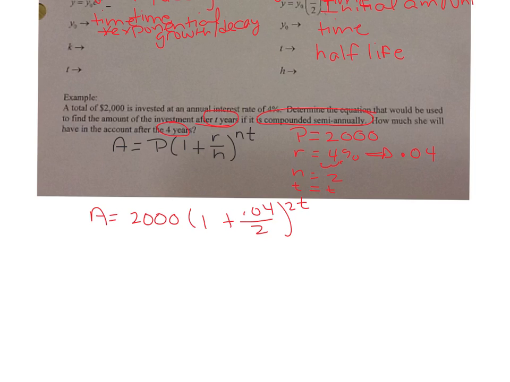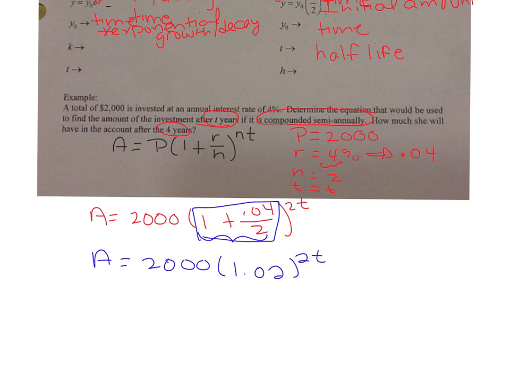So you could leave it like this. This would be an acceptable answer. It doesn't say to have it in simplest form. But if we want to put it in simplest form, we would want to do the inside of the parentheses, because that's what PEMDAS says to do first. All right, so parentheses. So this is A equals 2,000 times. This you can plug into your calculator. 1 plus 0.04 divided by 2 is 1.02 raised to the 2t power. So this would be the equation for finding how much money she would have in her account semi-annually at an interest rate of 4% if she deposited $2,000 to start off with.